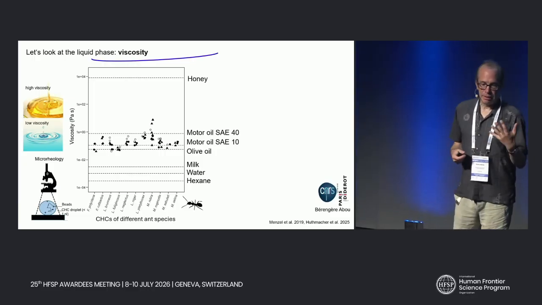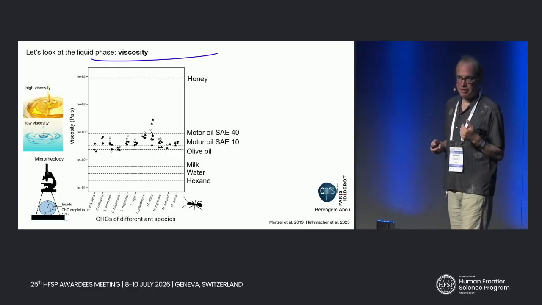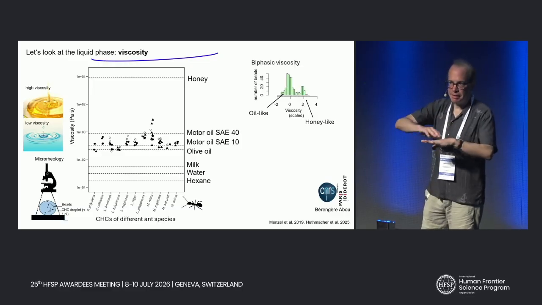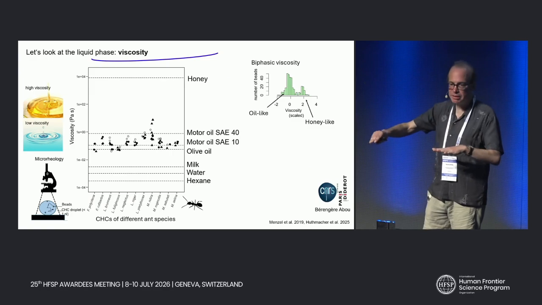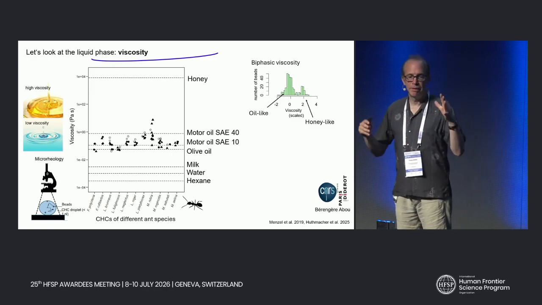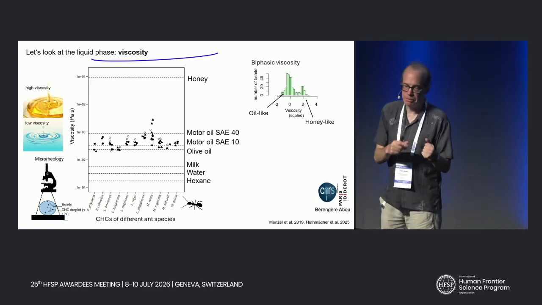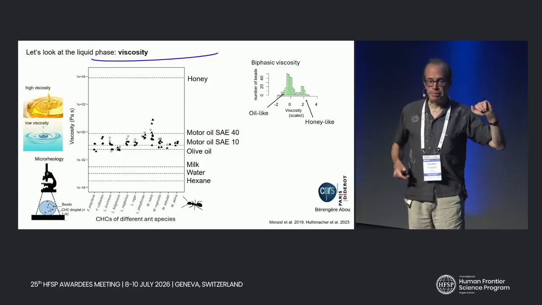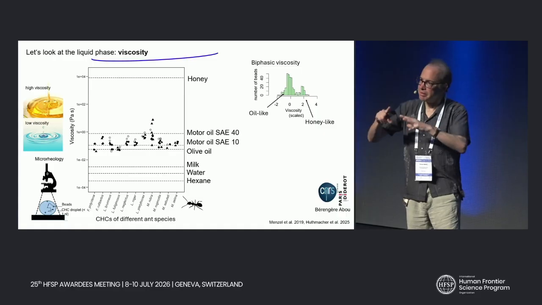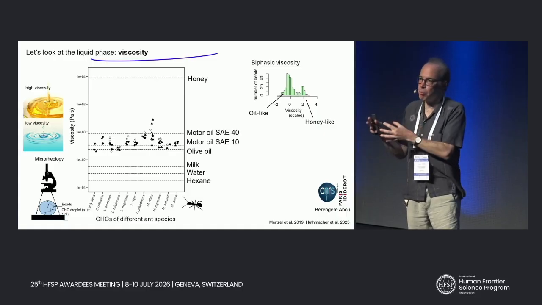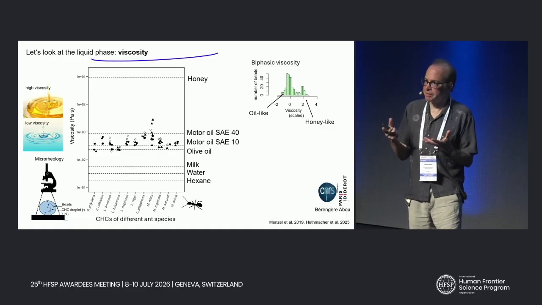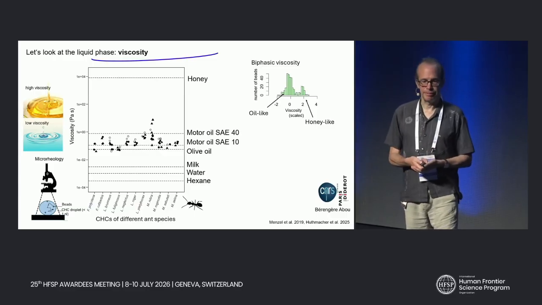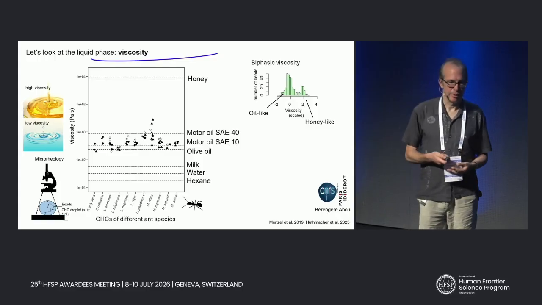What Selina, our PhD student, now discovered is that it's actually biphasic, which is quite cool. So the liquid phase is not homogeneous. You rather have a mix of oil-like hydrocarbons, with the viscosity of oil, but you have a much smaller peak with honey-like viscosity, so much more viscous. And this is separate, so it never really mixes, which is quite cool.